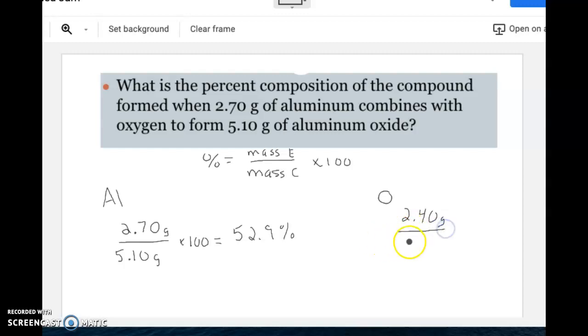Then we take that divided by the total mass of the compound again, multiply by 100, and we end up with 47.1% after we round it off to 3 significant figures. That's the percentage of oxygen. Here's the percentage of aluminum. When we add those two together, we will get 100%.